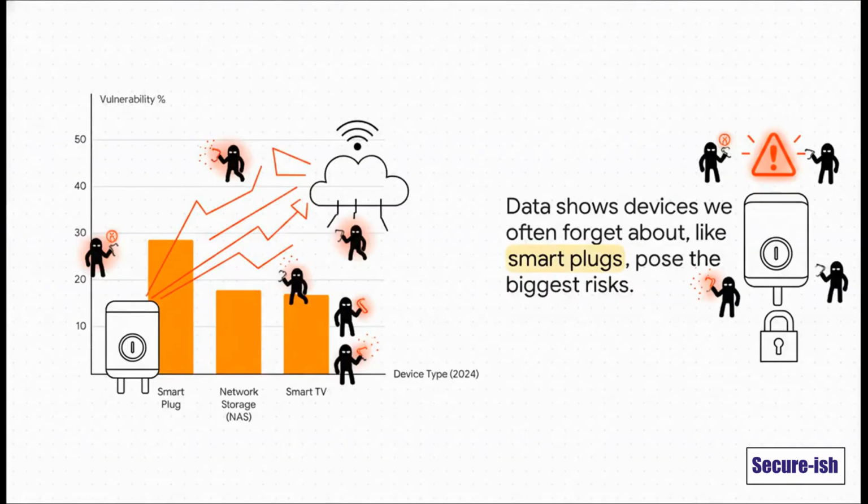Okay, now check this out, because this might actually surprise you. We all worry about our phones and our computers, right? But the data shows that one of the most vulnerable things in your house is the smart plug. Seriously, think about it. You plug it in, set it up, and then you just forget it exists. That makes it a super easy, unguarded doorway for hackers to get into your entire network.